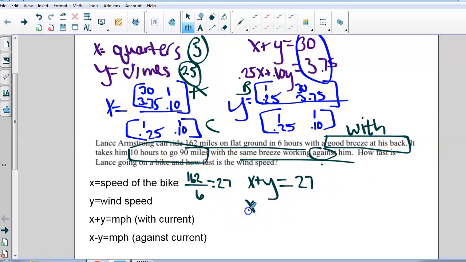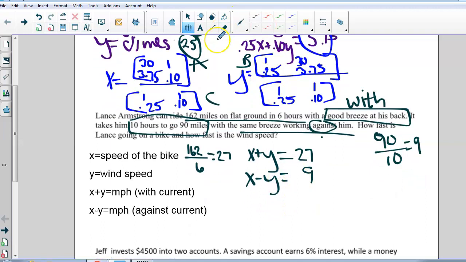And then I'm going to set this up and have X minus Y is equal to the miles per hour going against the breeze. So he went 90 miles in 10 hours, so that gets me 9 miles per hour. Okay. From here, you can set up your matrices.